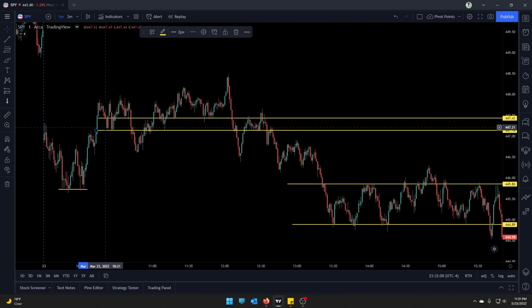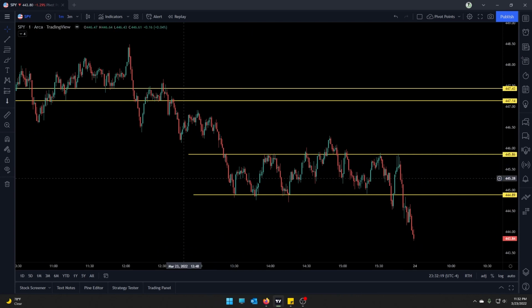We bounced off this level several times in a short period of time. As you can see, it was support, it was resistance, it was support, support, support, support, and so on. A little bit later, again, it was resistance, resistance, resistance, and then support, support, support, support. Okay. That is support and resistance.